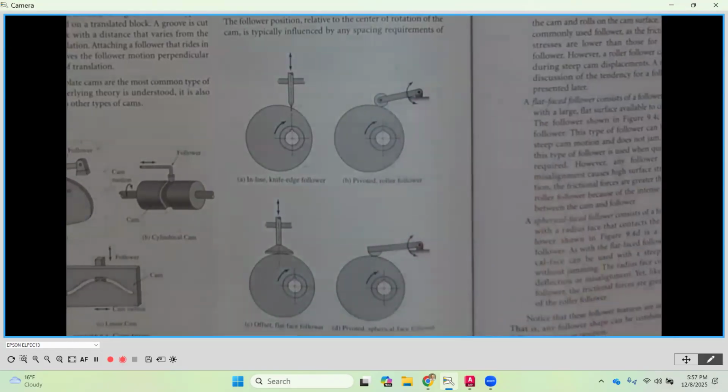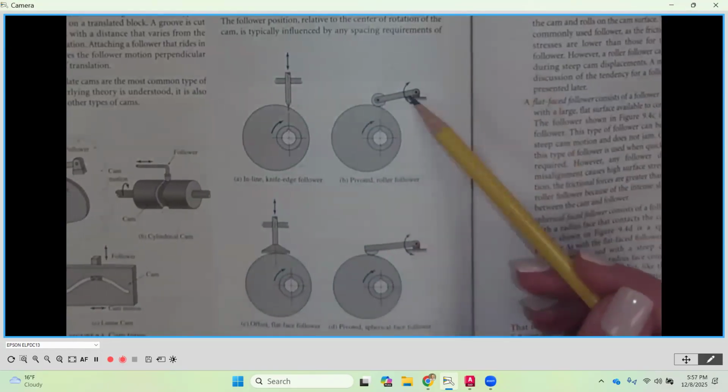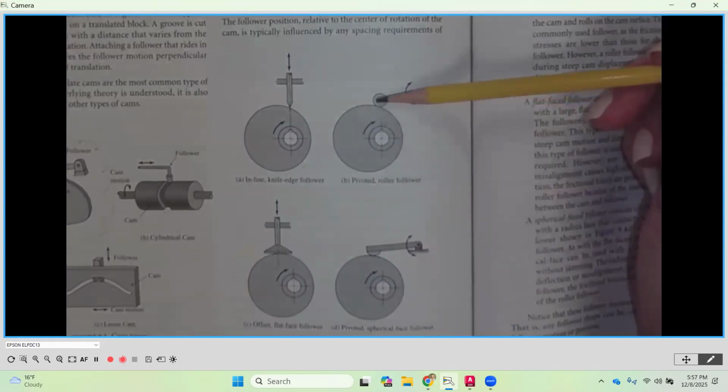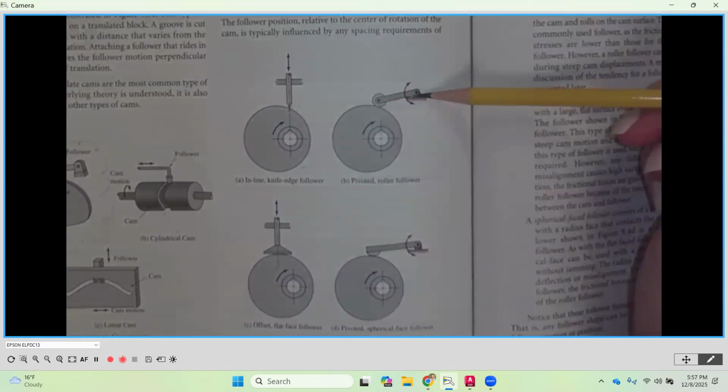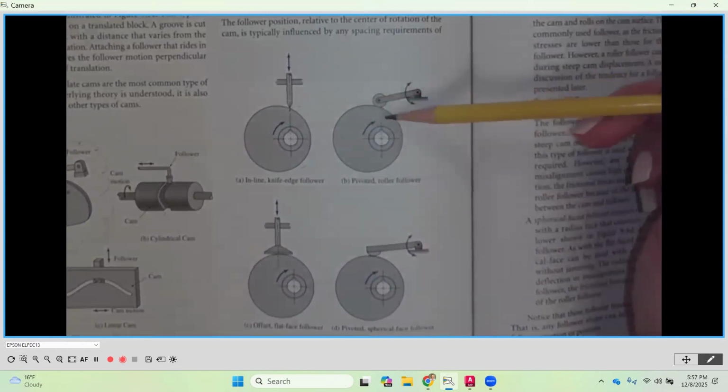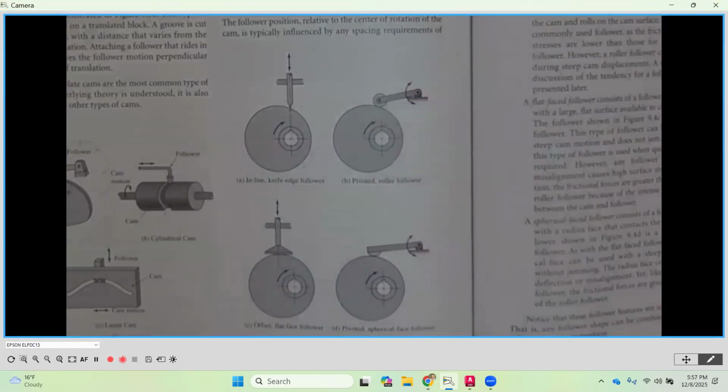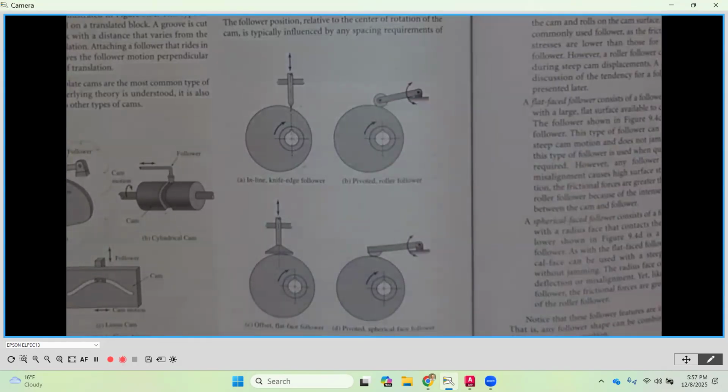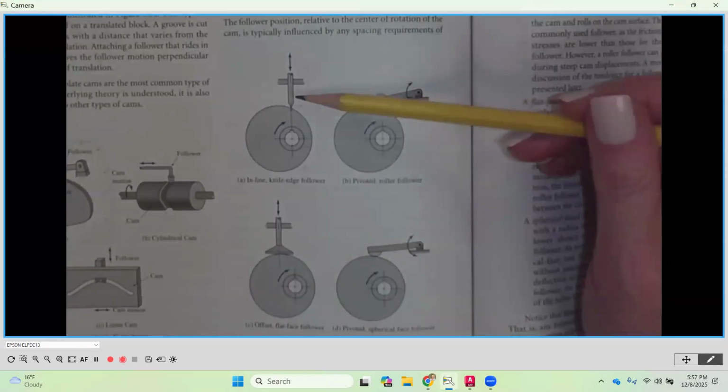Over on the right-hand side, these are pivoting about a center. So as you can see, we have the roller, and it's going to pivot around the fixed center right here. So as this cam comes around, it's actually going to pivot on a radius rather than going linearly up and down or horizontally. Okay.